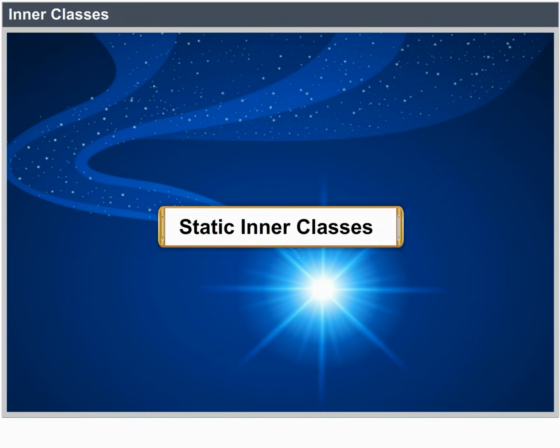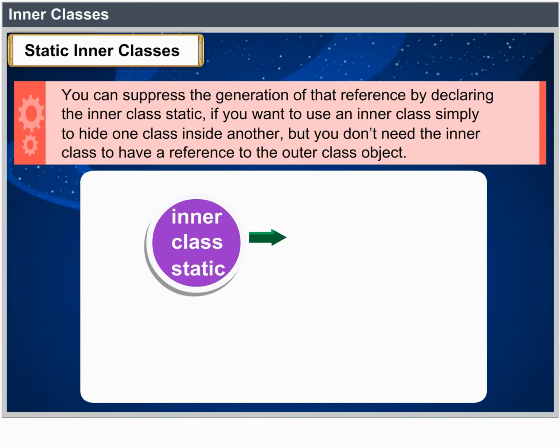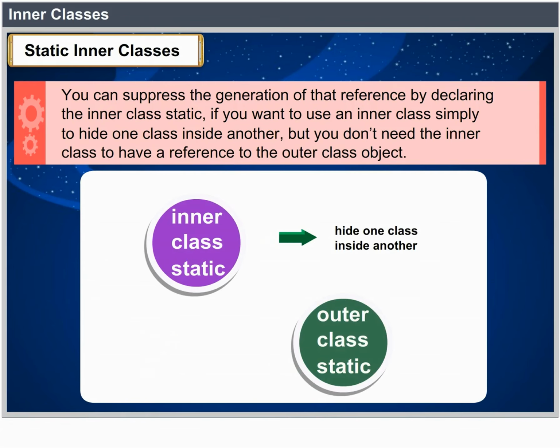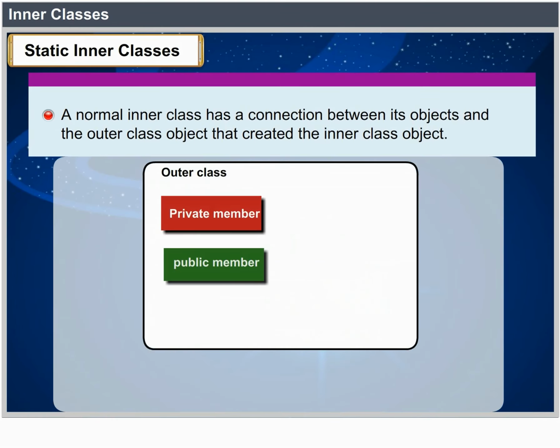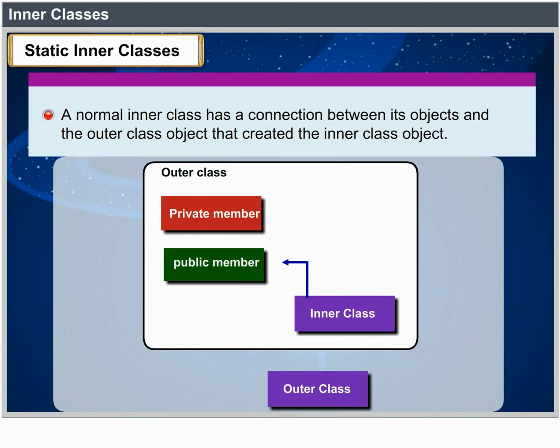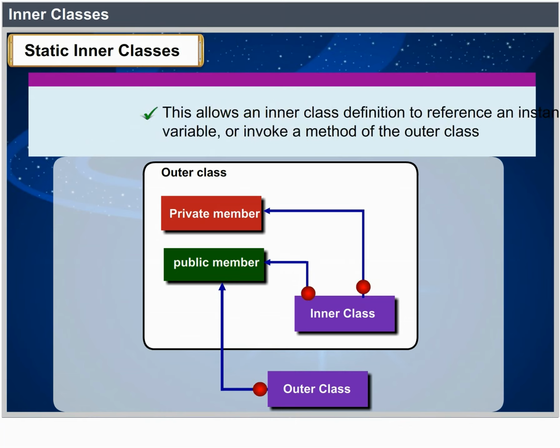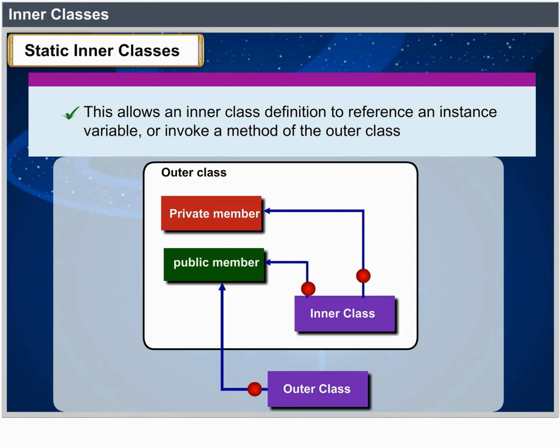Static inner classes. You can suppress the generation of that reference by declaring the inner class static. You do this if you want to use an inner class simply to hide one class inside another, but you don't need the inner class to have a reference to the outer class object. A normal inner class has a connection between its objects and the outer class object that created the inner class object. This allows an inner class definition to reference an instance variable or invoke a method of the outer class.